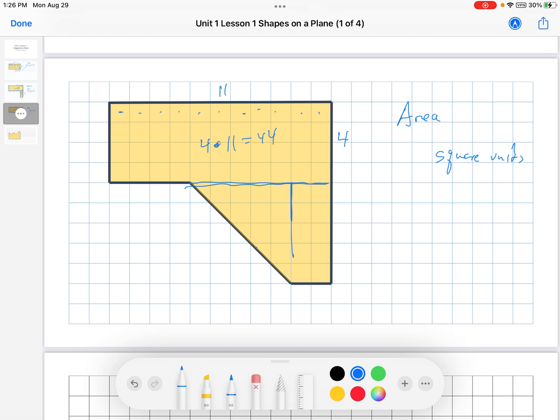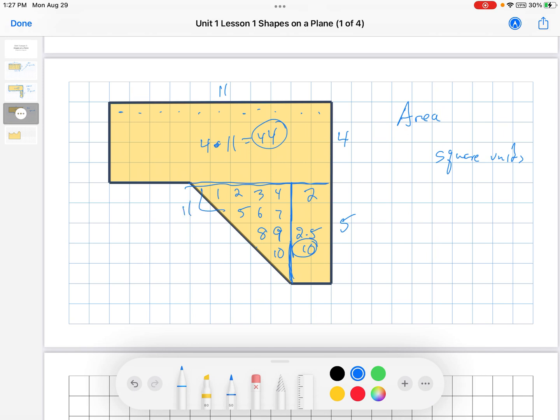And then I have this one over here, which is 2 by 5, and 2 times 5 is 10. Now I have this big triangle shape. Well, there are whole squares in it, so let me count the whole squares first. 1, 2, 3, 4, 5, 6, 7, 8, 9, 10. There's 10 whole squares.